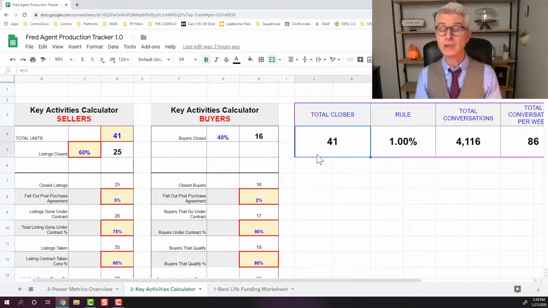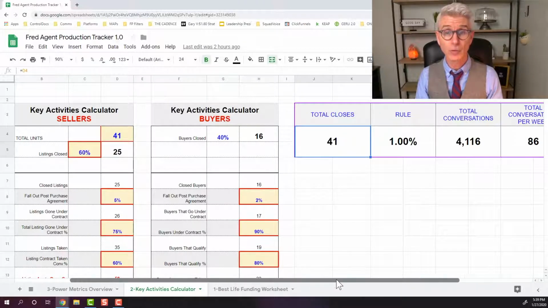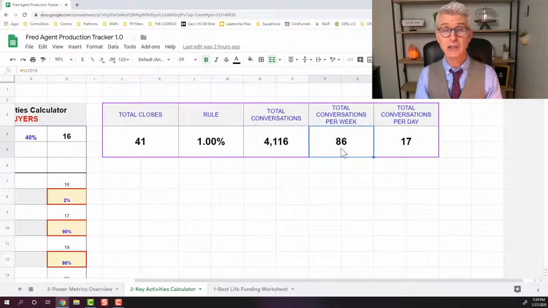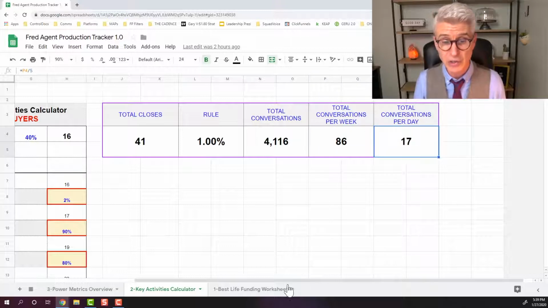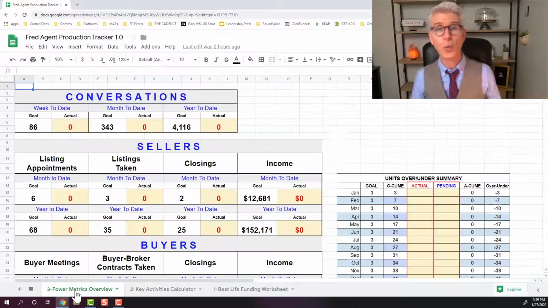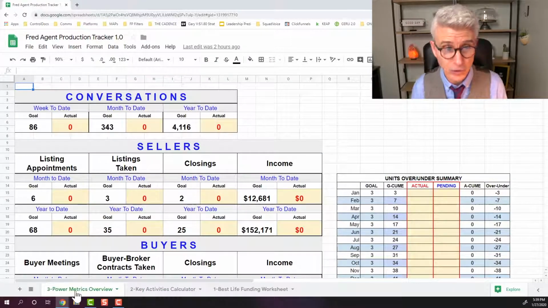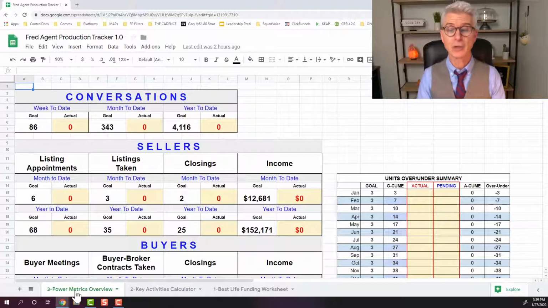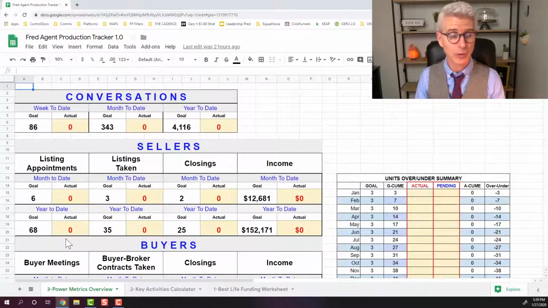He also needs to be having, based on the rule of 1%, 86 conversations a week or 17 conversations a day, so he knows his activities. And now he needs to be able to, on a weekly basis, look at his activities. So here's what happens on Power Metrics. There's a couple things here, just kind of stick with me.